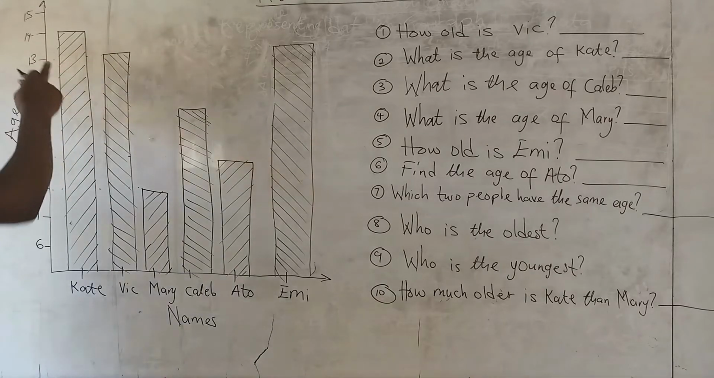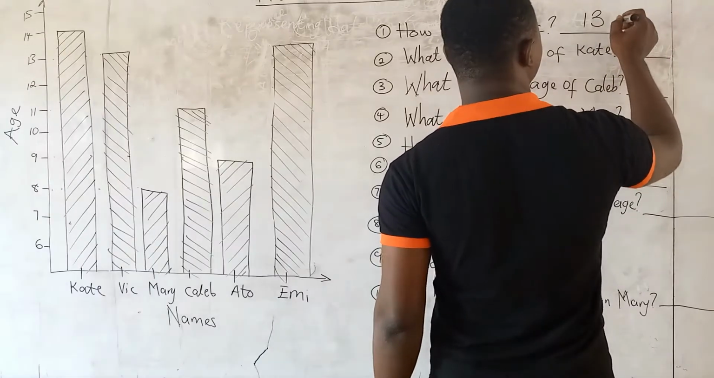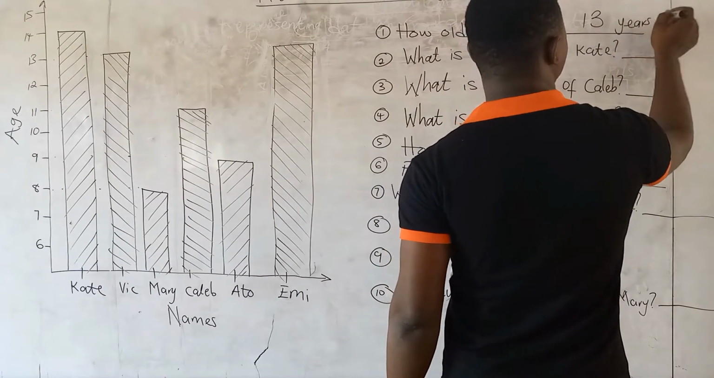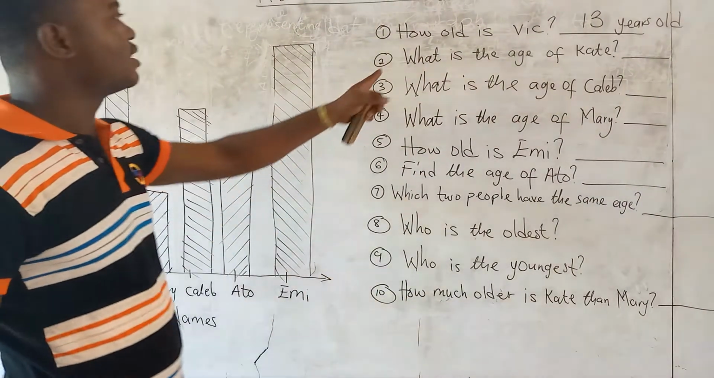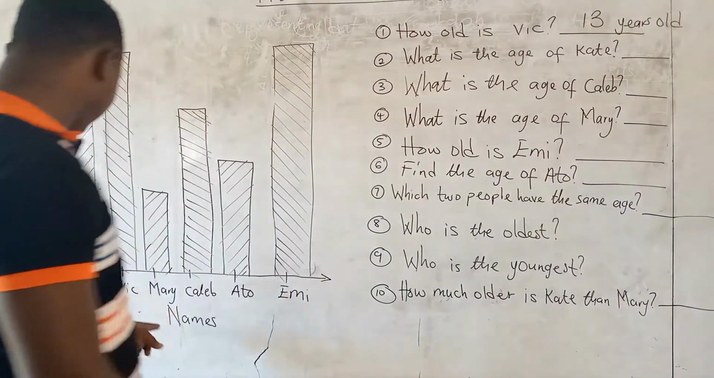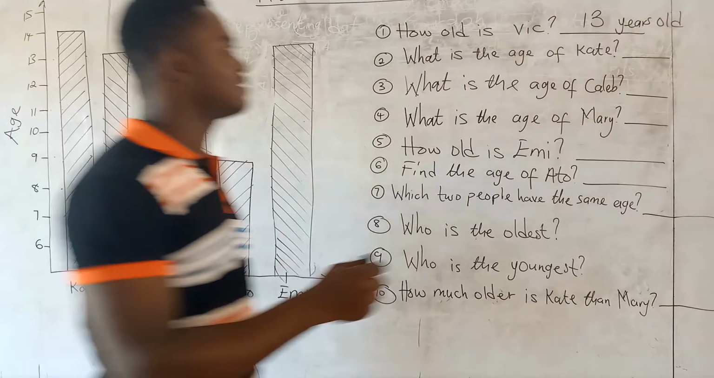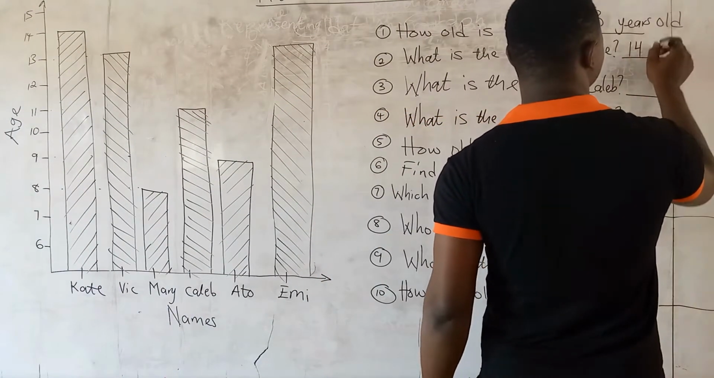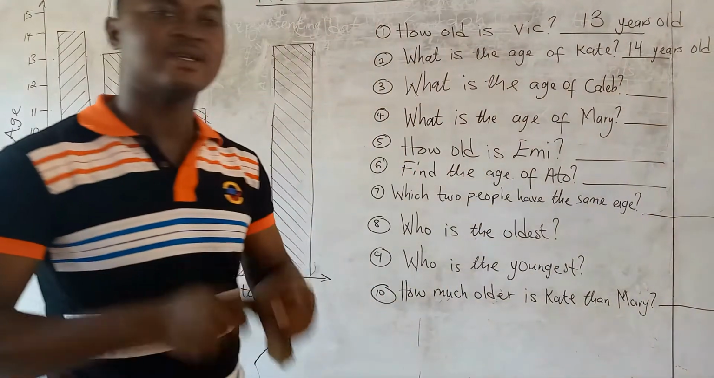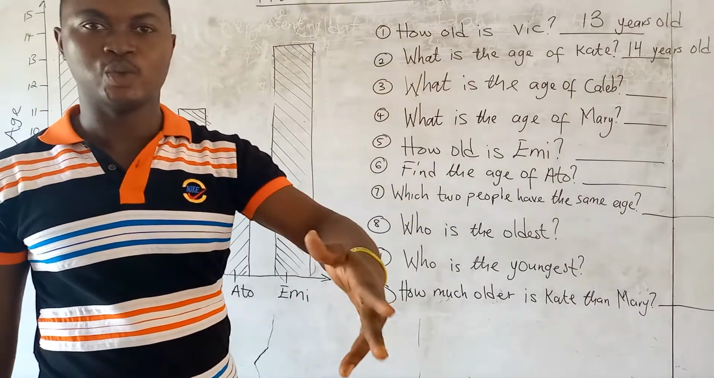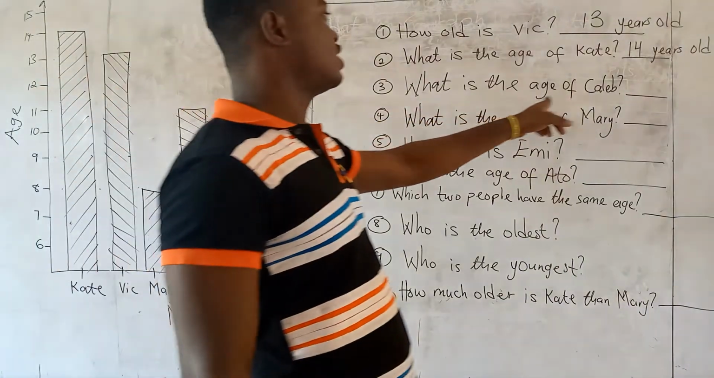It points to 13. It means Vic is what? 13 years. So 13 years. You can add 'years old' to be 13 years old or something. Yes. The next question, what is the age of Kate? Kate is down here. You trace her to what? 14. So Kate is 14 years old. You can say Kate is 14 years old, or you can only write 14. Accepted.